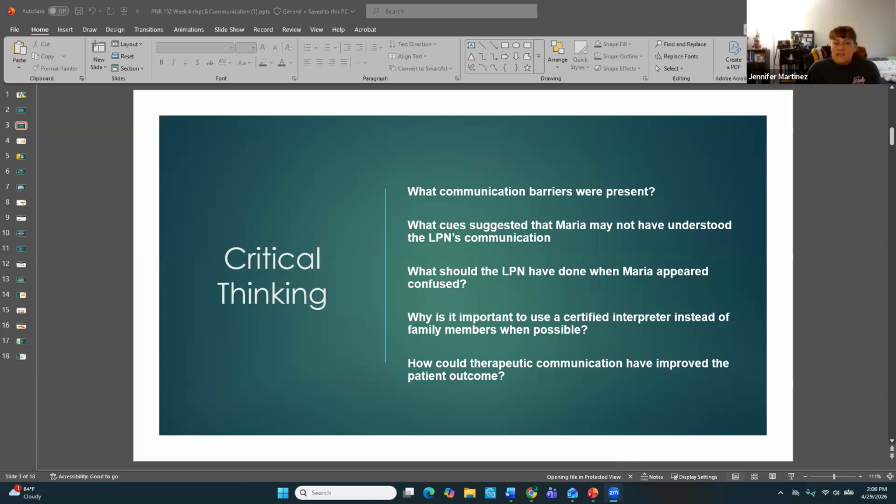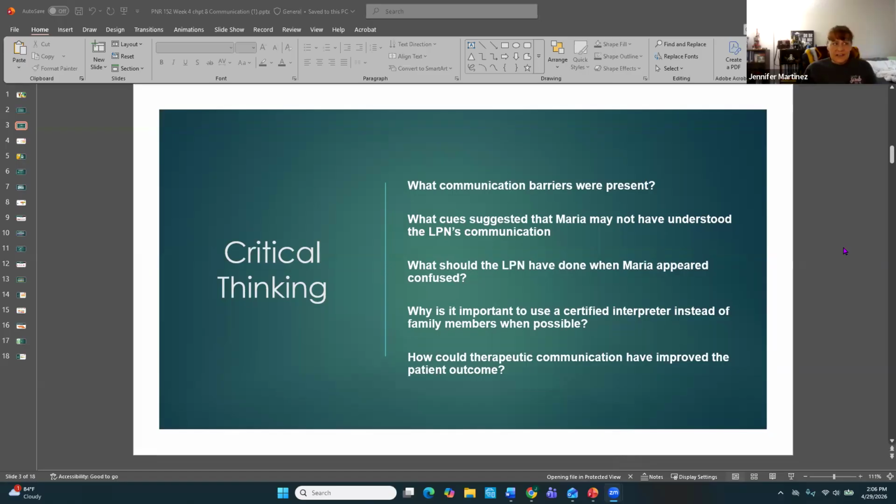So whether it's somebody that doesn't speak English, somebody that is hard of hearing, or within different cultures, right? Because some of the verbal and non-verbal communication may be a little bit different. So it's important when we're communicating with people that we take all those aspects into consideration.